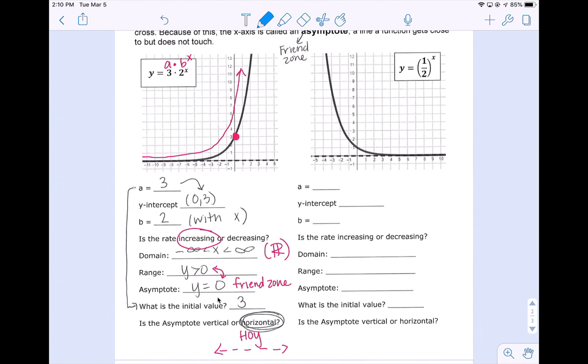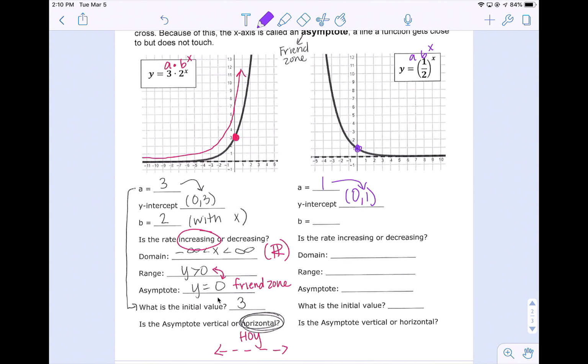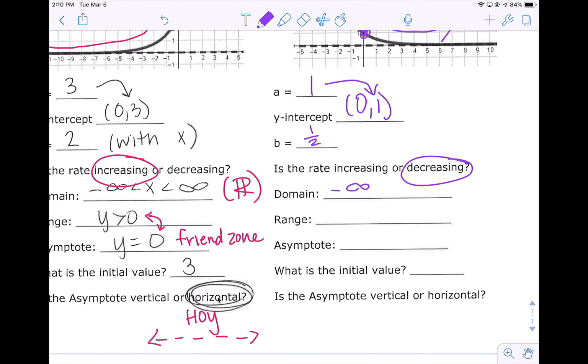So if we look at the second example, it's a times b to the x, so my a value is an invisible 1. I can see from the a value or from the graph that my y-intercept is at (0, 1). My b value is 1/2. Because this is a fraction, it is a decreasing graph. As you read this from left to right, if you were on a bike, you would be skateboarding or biking down. Your domain is always going to be all reals.